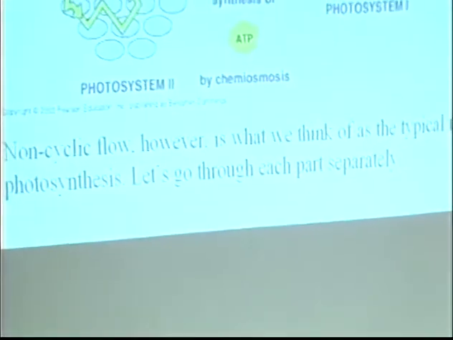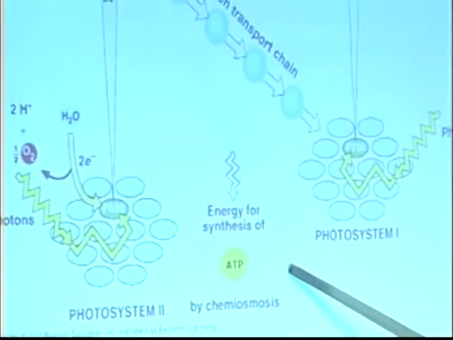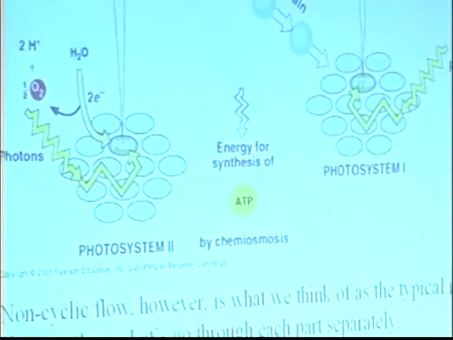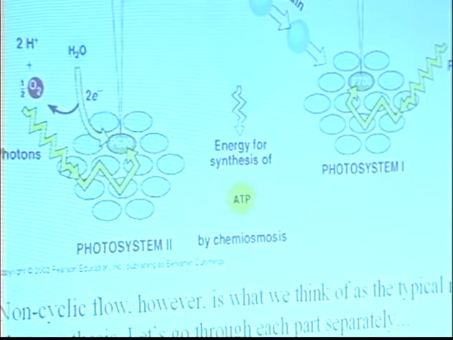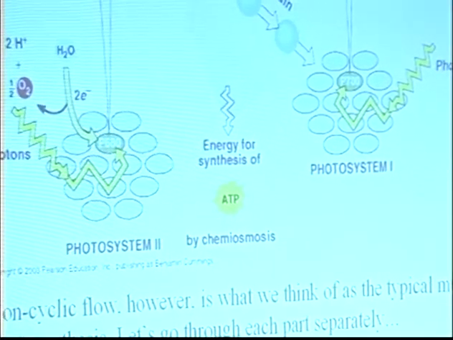In non-cyclic flow, which is shown in this figure, however, it's quite a bit more complex because not only are you making ATP, but you're making NADPH. Cyclic electron flow only makes ATP, and you're using both photosystems here. So the thing to do is just to go through this figure piece by piece in a stepwise fashion so we can see how everything is happening. So we start with photosystem 2.